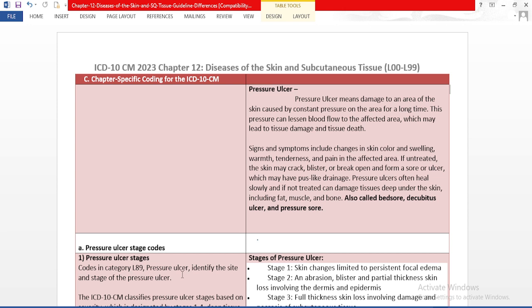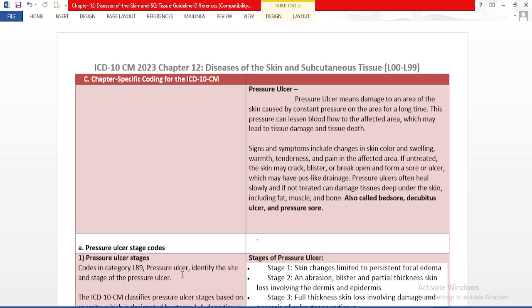So as usual, before going to learn the guidelines, we need to know a few definitions which are very essential to understand the guidelines. So in this chapter, initially we are going to learn the pressure ulcer definition. So what is a pressure ulcer? Pressure ulcer means damage to an area of the skin caused by constant pressure on the area for a long time. So when there is long-time pressure on the same area, the patient will get a pressure ulcer. This pressure can lessen blood flow to the affected area, which may lead to tissue damage and tissue death.